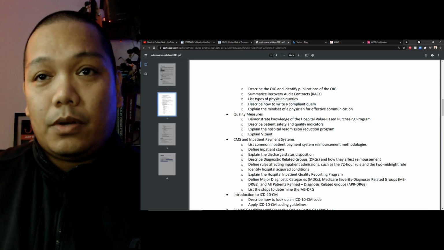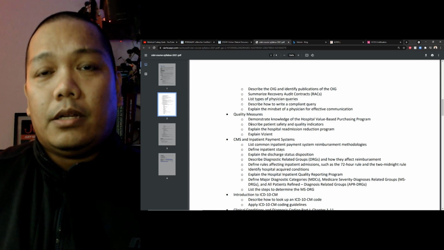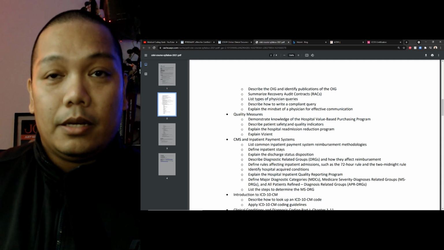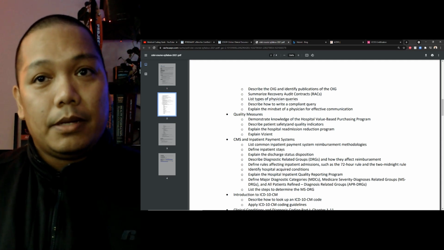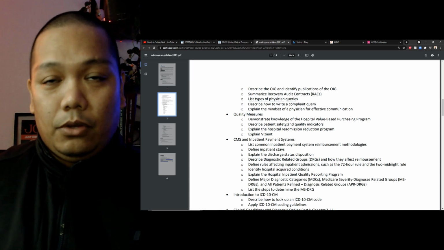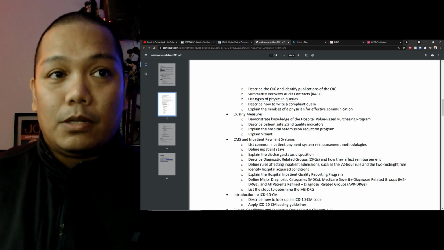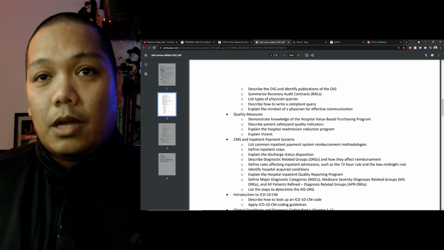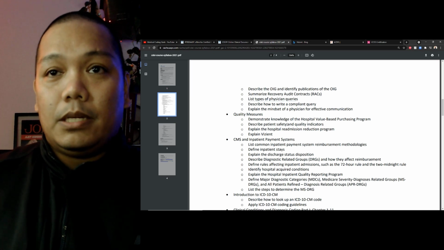Quality measures demonstrate the hospital value-based purchasing program. Describe patient safety and quality indicators, right? Because if you have good documentation, the bottom line is you're going to provide patient safety. You're going to provide effective communication between physicians. And so nothing's going to happen to this patient. The patient's going to be safe.